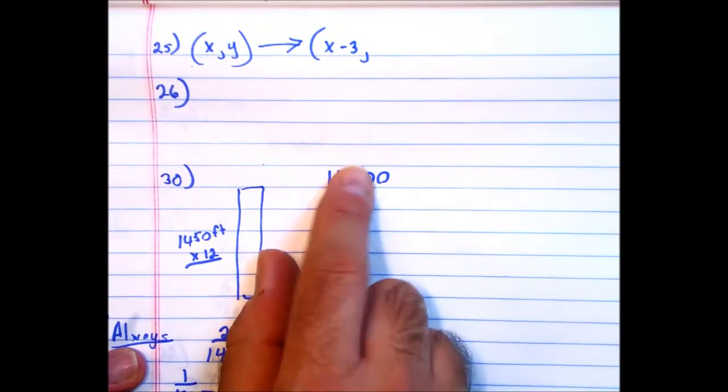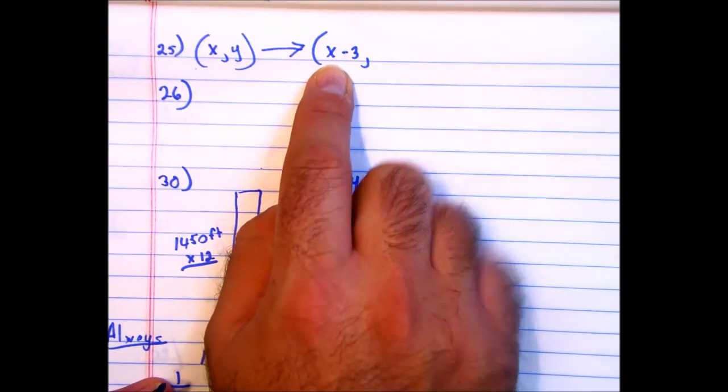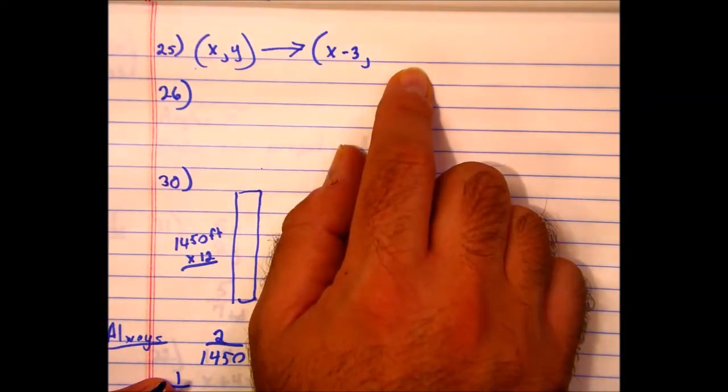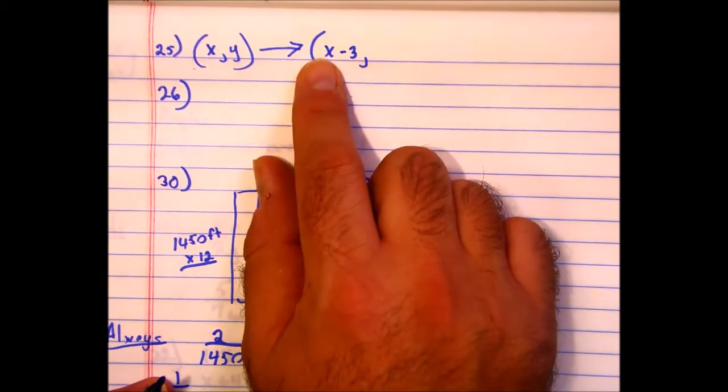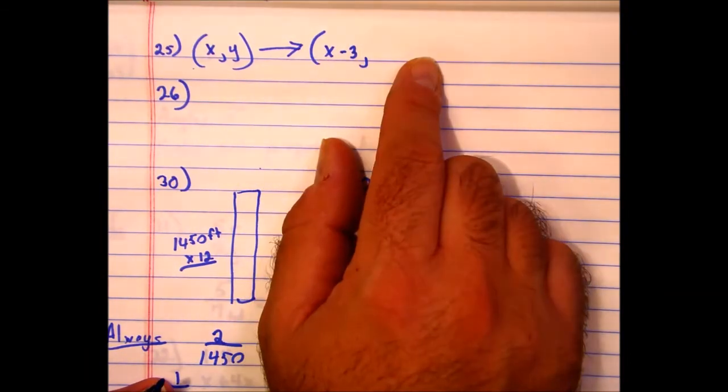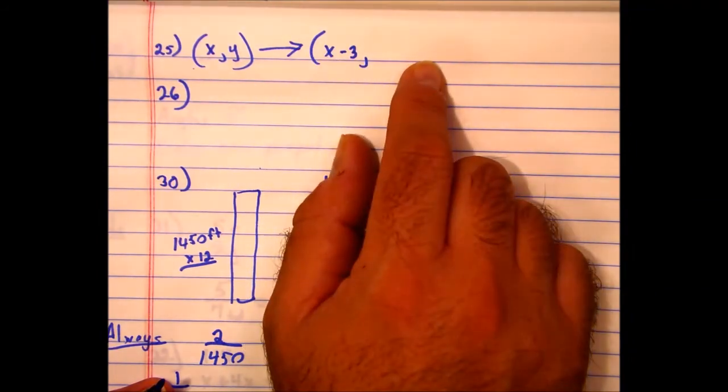25. Translations. Where we're moving. Left and right adds or subtracts to x. Up or down adds or subtracts to y. So you're basically counting. Where did it move? What did it move? This one said you're moving left 3 and up 7. So it'd be x minus 3, y plus 7.